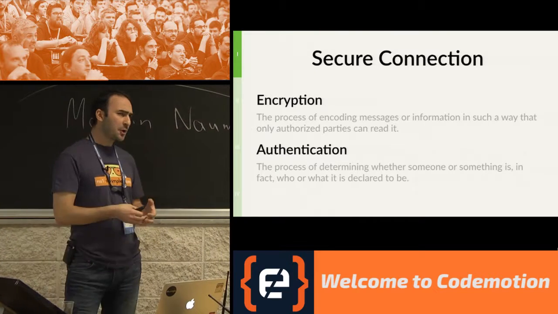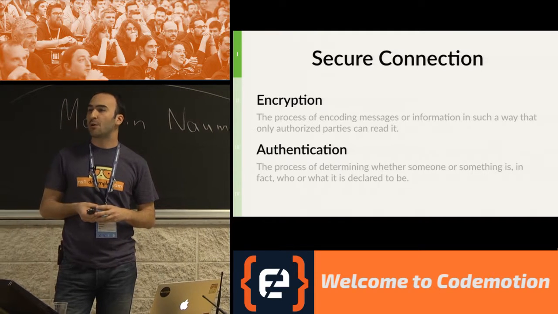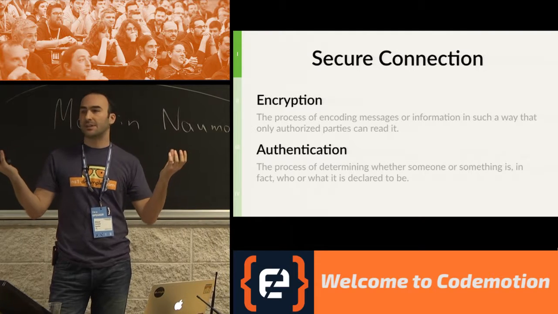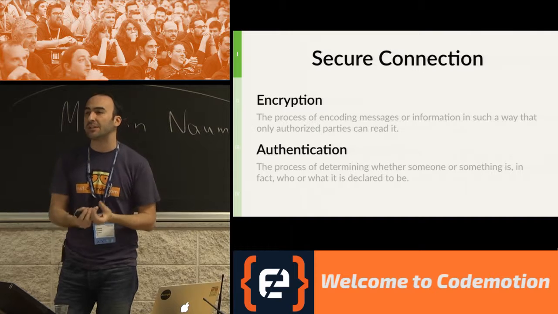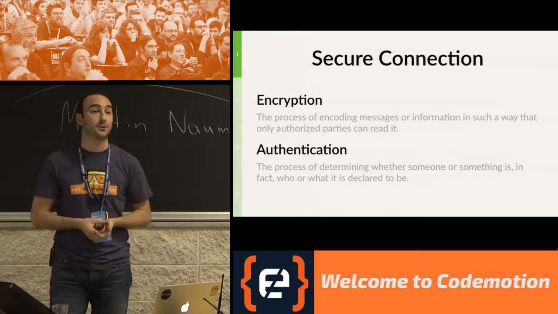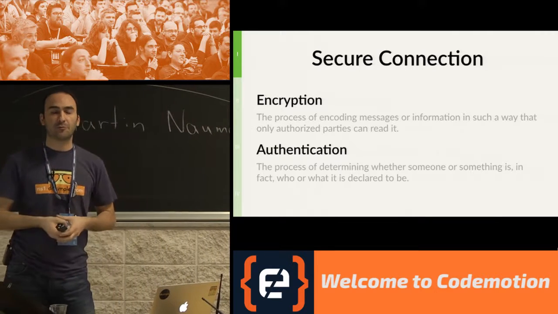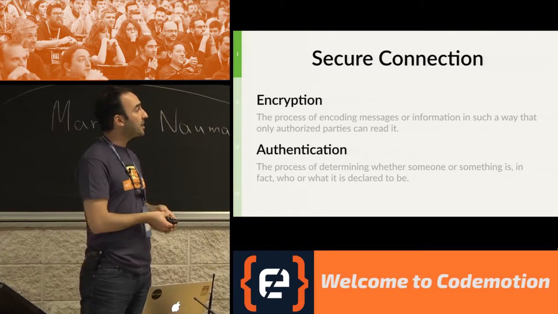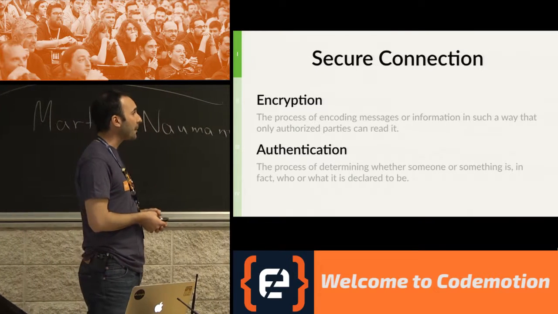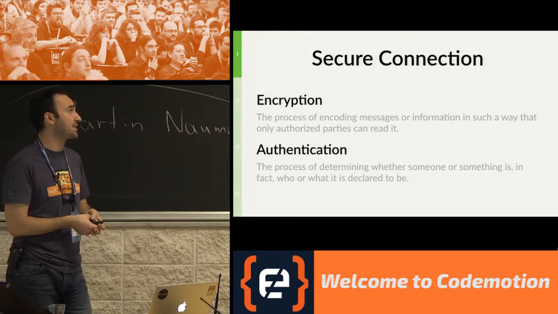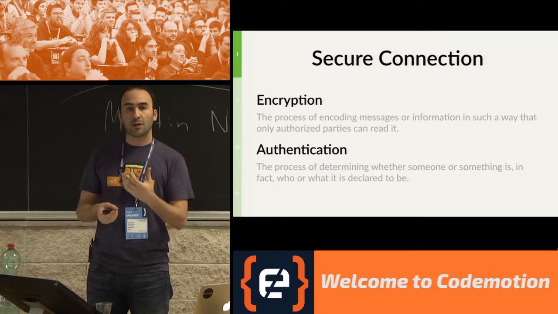So encryption is the process of encoding messages in a way that two entities can talk to each other without having someone else in the middle being able to understand what they are doing. Okay, so it's the process of encrypting information in a way that other people, unless the receiver, can understand what we are talking about.